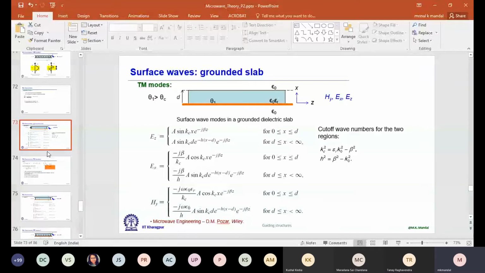Next, grounded slab. So we have a dielectric slab, and on the other side it is completely copper cladded.